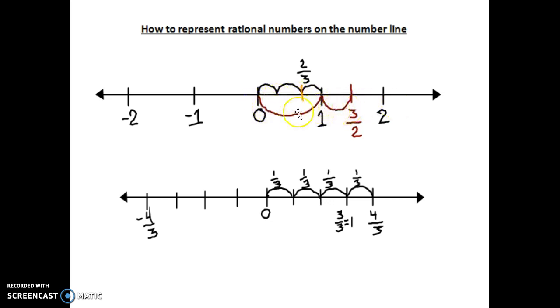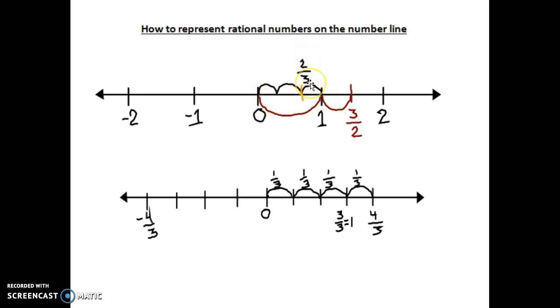Like in this case, we have taken point O at the center of this number line, and points 1 and 2 we have taken at equal gaps to the right of O, and similarly we have taken minus 1 and minus 2 to the left of O. Now we want to plot 2 upon 3 on the number line.